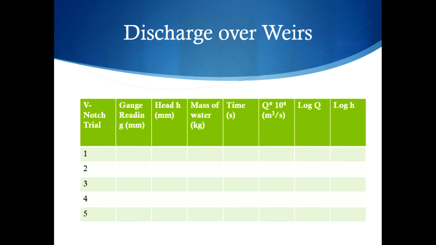In the same way, we have exactly the same table for the V-notch weir. The same gauge reading, head in millimeters, the mass of water in kilograms, time in seconds, flow rate in cubic meters per second. Remember, don't forget to change the units from millimeters to meters, and from kilograms to cubic meters. Then we have our log Q and our log H.